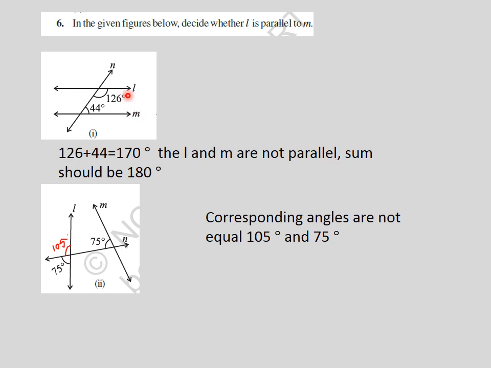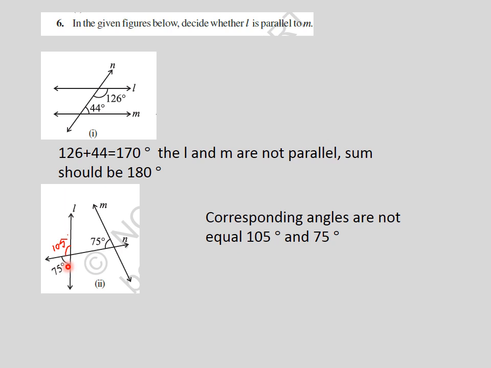Very simple. Alternate interior angles should be equal, interior angles should be supplementary, corresponding angles should be equal for the lines L parallel to M, and vice versa. Okay. So because 126 and 44 are not supplementary angles, therefore L is not parallel to M.